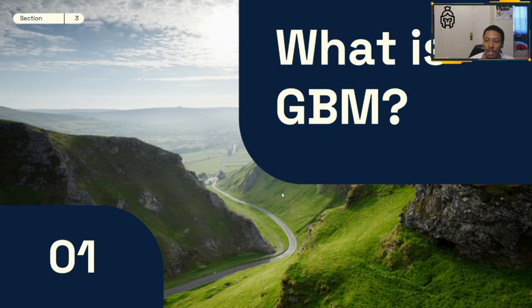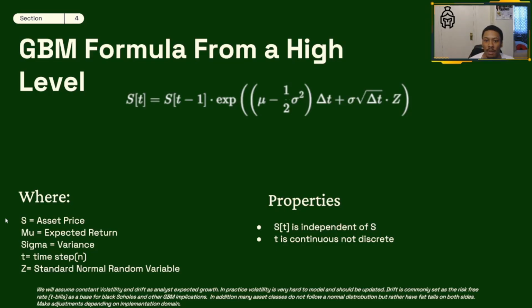So, what is geometric Brownian motion, right? From a high level, just defining the variables that we're seeing on the screen, S is going to be equal to our asset price. Mu is going to be equal to our expected return, commonly said as risk-free rate. Sigma is going to be our variance. T is going to be our time step, so our change in time over our period. And Z is going to be our standard normal variable.